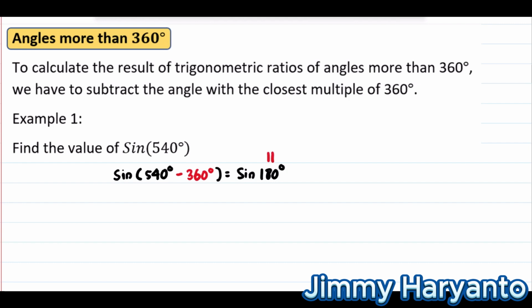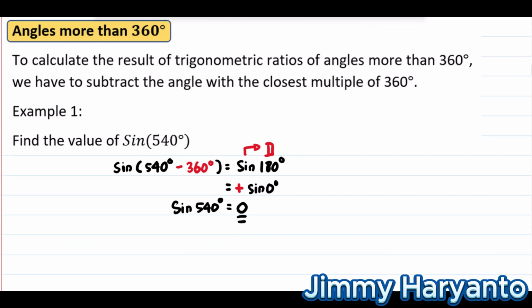180 degrees is in the second quadrant. Sine in the second quadrant will be positive. You write down the positive first and then subtract 180, so you'll have sine 0. Sine 0 equals 0, so sine 540 degrees equals 0.